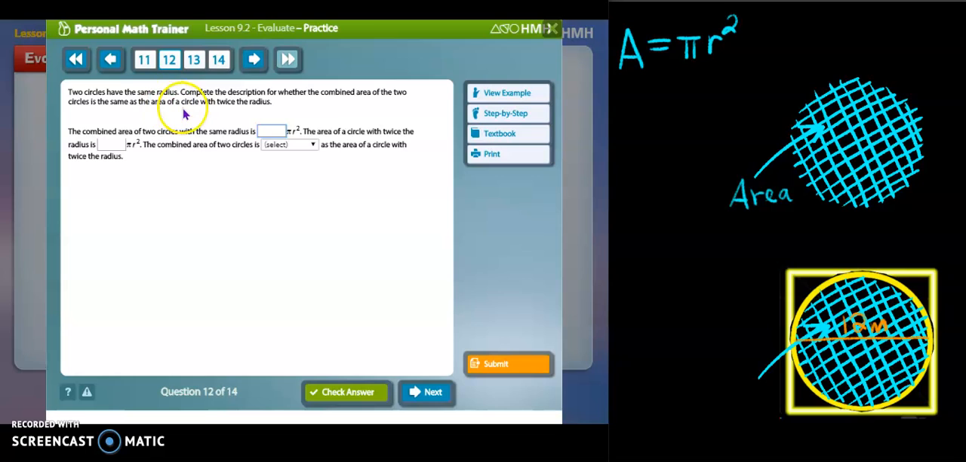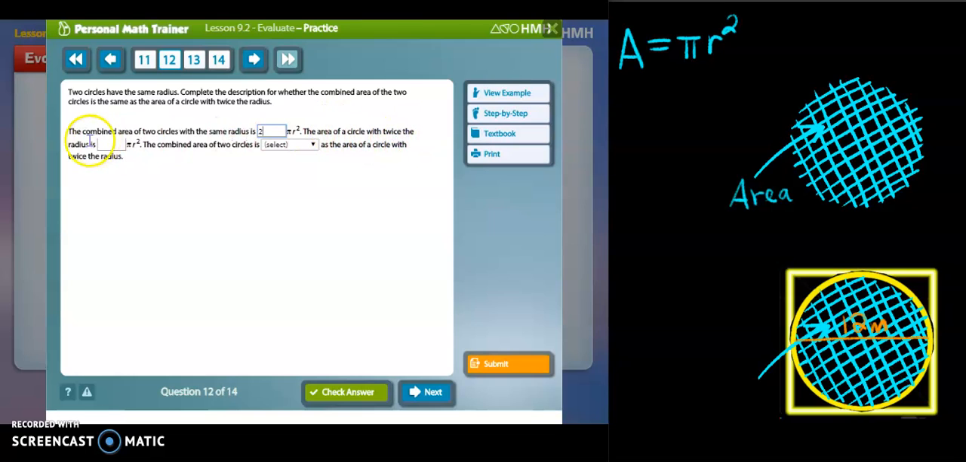It says you have two circles with the same radius, and you want to complete this whole thing here. So it says the combined area of two circles with the same radius is, well, normally the formula is pi r squared, but if you have two of those circles and you're trying to find two areas, this only tells you the area of one of these circles. So if you double this, it's going to tell you the area of two circles.